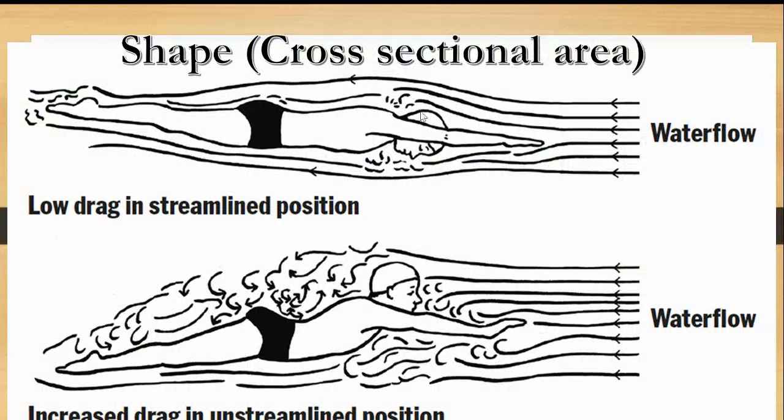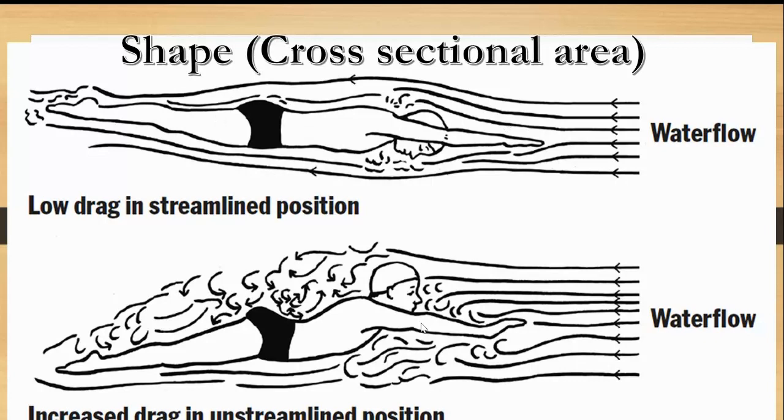And you can see in this top picture, they've made themselves nice and skinny. So the cross-sectional area is literally just the vertical area in which the water can touch on when it's going from right to left. Okay, so you can see in this streamlined person, they're having much less disruption from the drag.